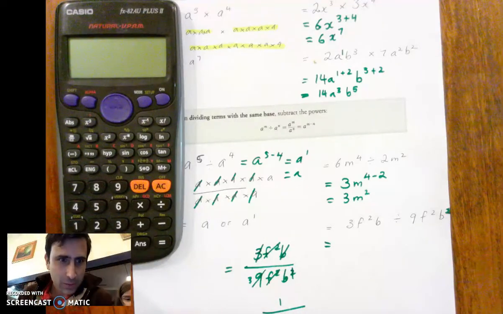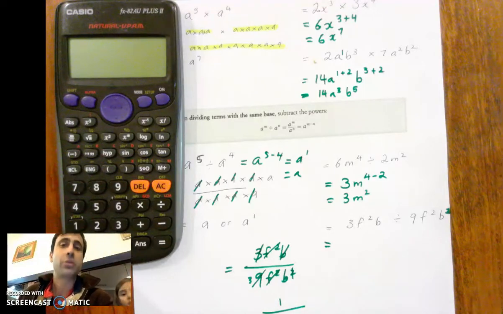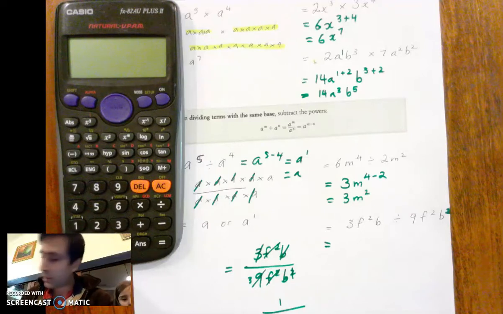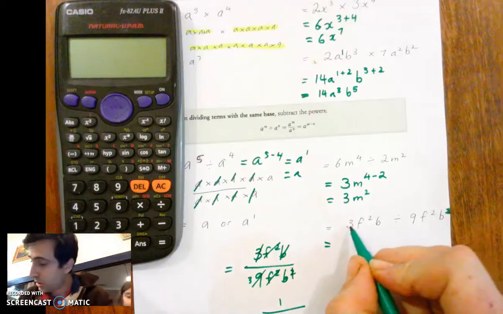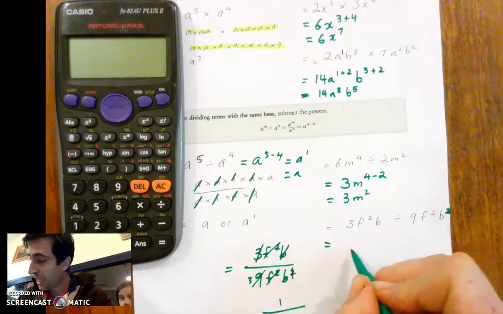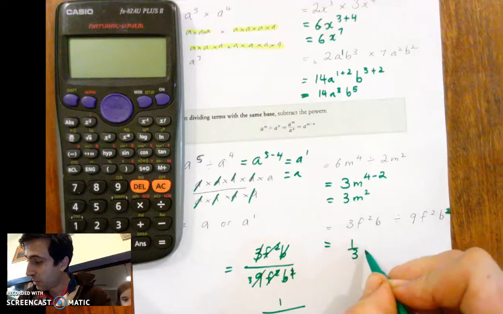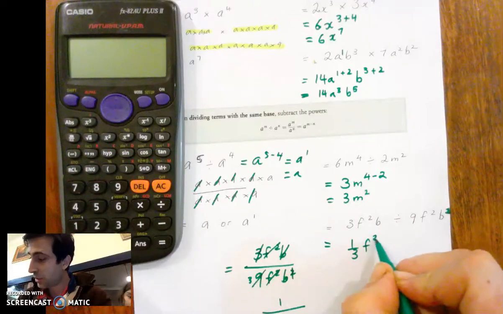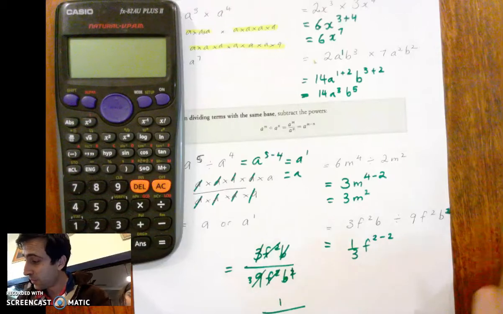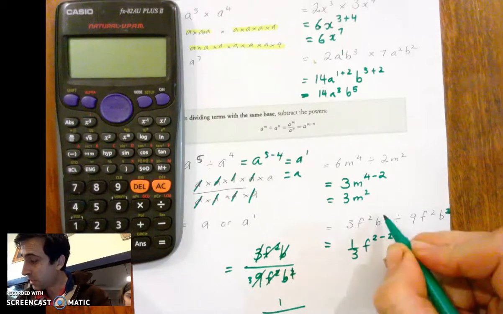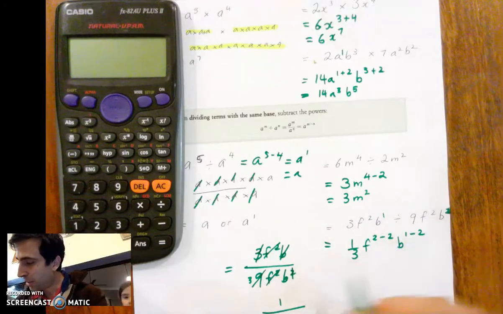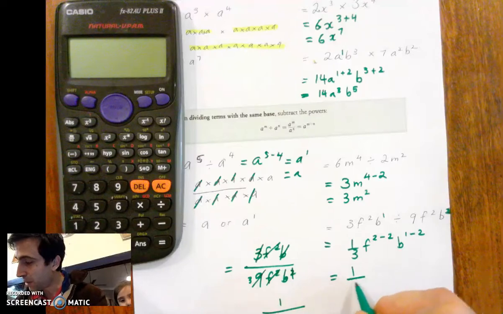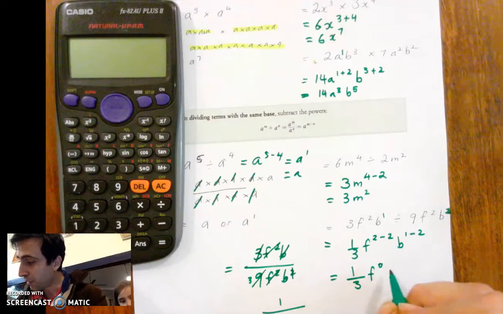Now we're going to learn something a little bit different, because we're going to introduce this idea of negative indices, and this will lead on to next lessons that we've done. Now we can just do 3 divided by 9, which is just a third, f to the power of 2 minus 2, and b to the power of 1 minus b to the power of 2, which is just b to the 1 minus 2. And so what we're left with is 1/3 f to the power of 0, b to the negative 1.